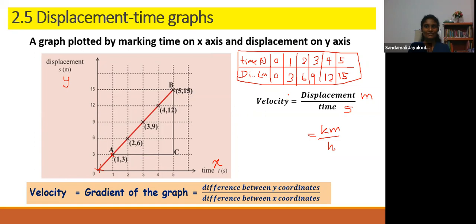Can you see this? Everything has come to the graph. Each and every piece of information mentioned in this table is in the graph. 1, 3, 2, 6, 3, 9, 4, 12, and 5, 15. Those are the coordinates. So here, this is a normal view of a displacement time graph. When the displacement is increasing with time, we can draw it like this. We can see it is increasing, second by second.